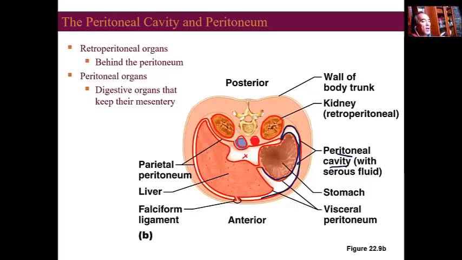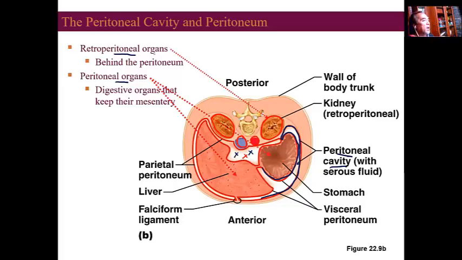Now, the kidney, the abdominal aorta, and the inferior vena cava are not inside the peritoneal cavity. They're located outside the peritoneal cavity, and we call those retroperitoneal organs. So retroperitoneal organs are organs that are not inside the peritoneal cavity. Peritoneal organs are the digestive organs that keep their mesentery. So that's another piece of terminology you have to distinguish between the abdominal cavity and the peritoneal cavity.